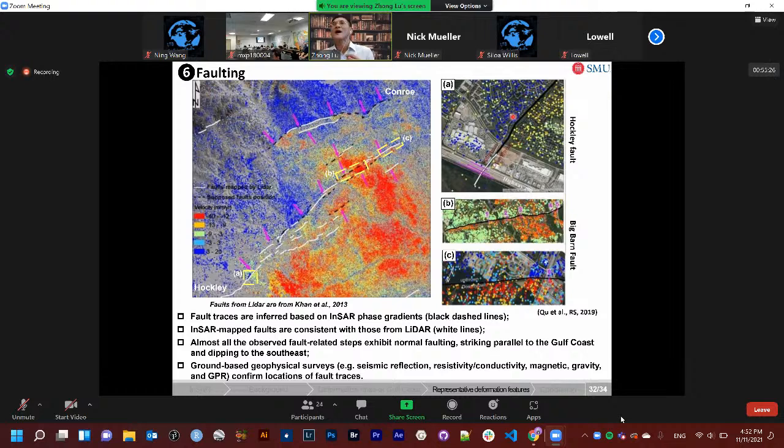You see this part of the fault, right? We see this amount of average deformation on this part of the fault. The difference is less than 10 millimeters per year. Here, look at another fault. We can map out the deformation amount on this part of the fault and on this part of the fault. So all the measurements agree with the ground-based LiDAR measurement, seismic reflection, and some other electromagnetic measurements as well. So with most measurements, I think we see the fault is striking parallel to the Gulf Coast, a normal fault dipping to the southeast.